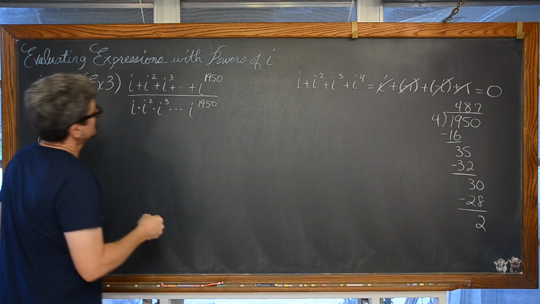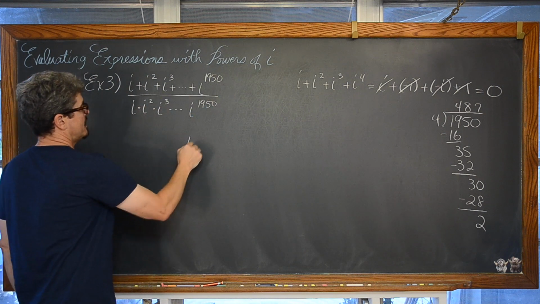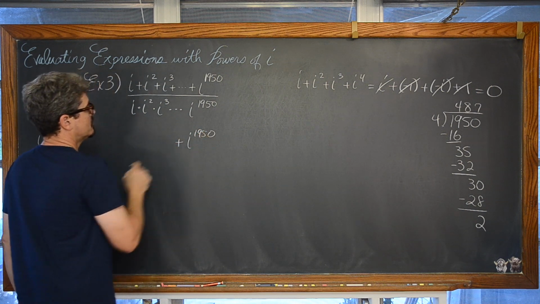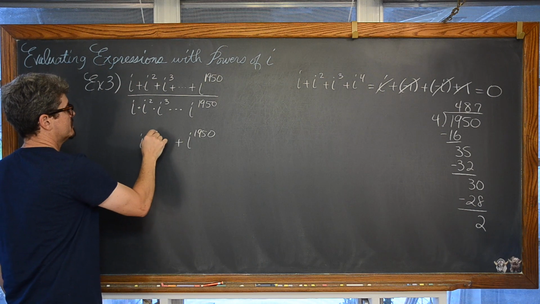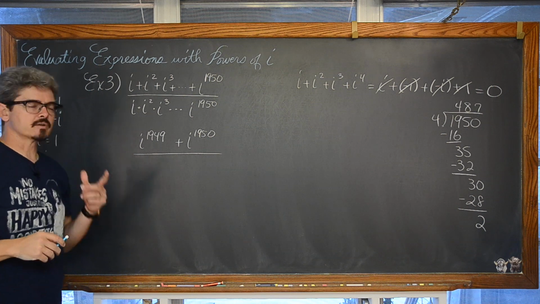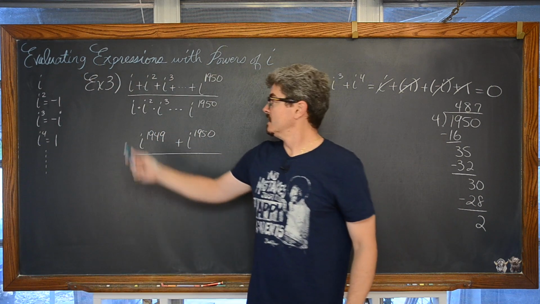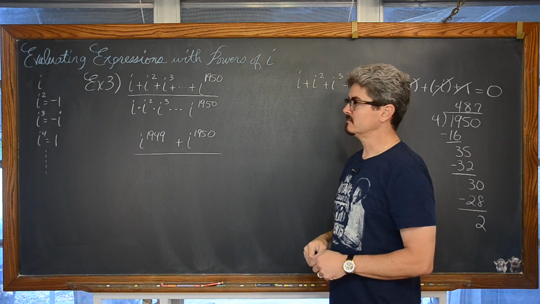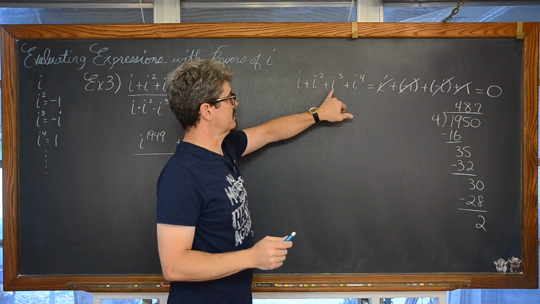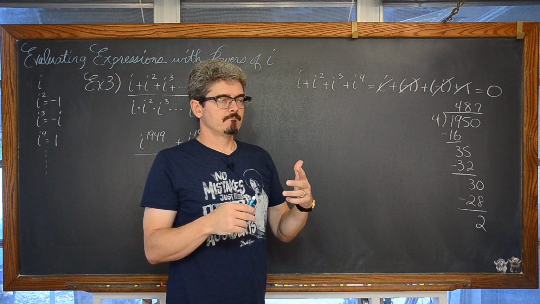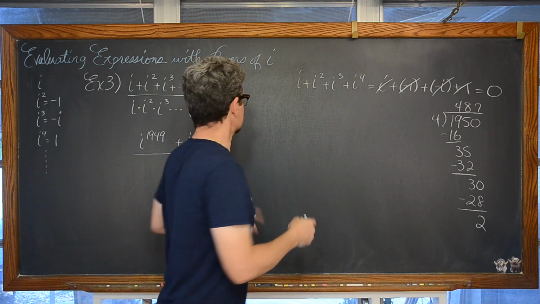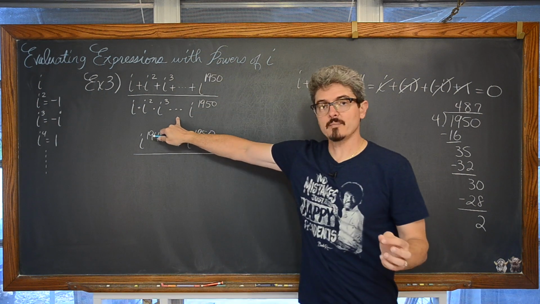So the numerator can be simplified to be i to the 950th power plus i to the 949th power. Now in the denominator, let's take a look at that. In the denominator, we have a bunch of factors being multiplied together. Well, again, with this being equivalent to i to the 5th, i to the 6th, i to the 7th, i to the 8th, whatever the first 4 multiply to, the next group of 4 is going to multiply to, and so on and so on.